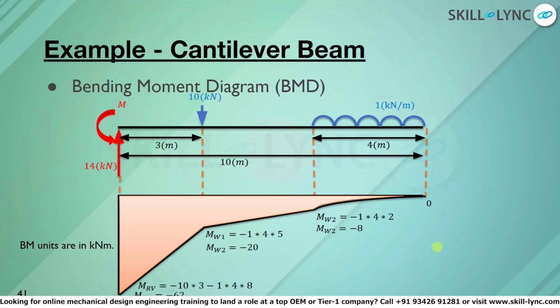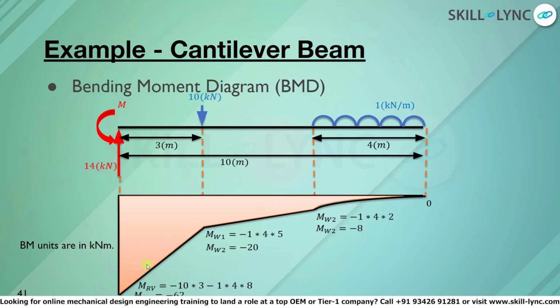We already know that a cantilever beam is fixed on one end. The fixed end prevents any rotation in the beam. Thus, there is a bending moment component that occurs at the fixed end. If we are to calculate this bending moment, it would be equal to the moments exerted by all the forces on the right side of the beam. Bending moment units are in kilonewton meter in this figure.